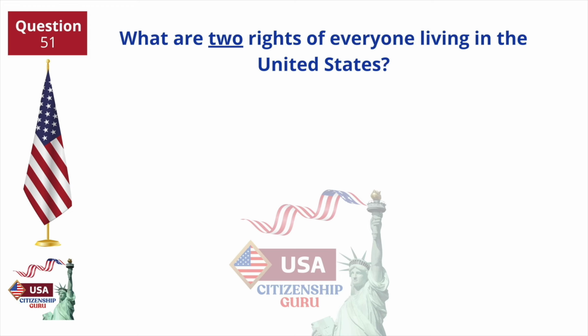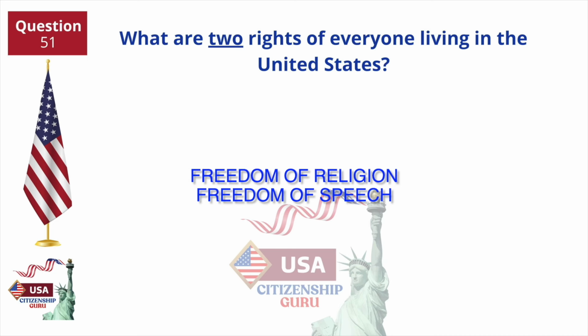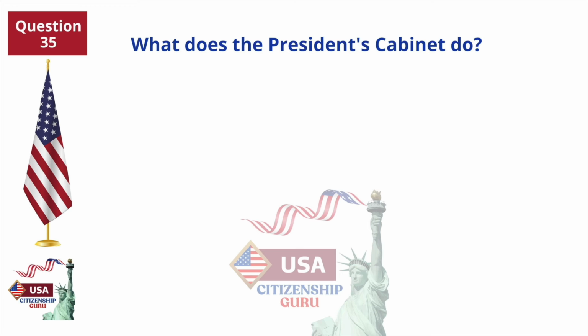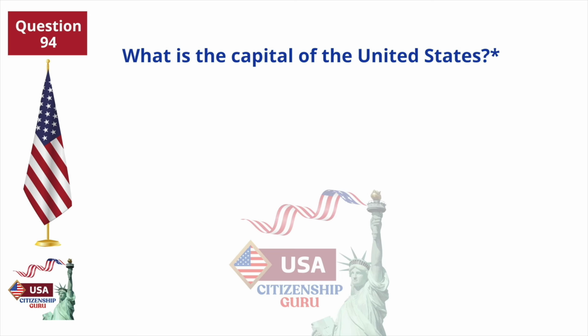What are two rights of everyone living in the United States? Freedom of religion. Freedom of speech. What does the president's cabinet do? Advises the president. What is the capital of the United States? Washington, D.C.